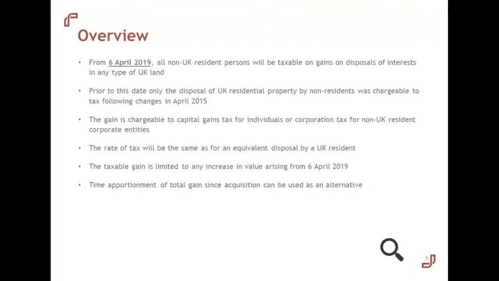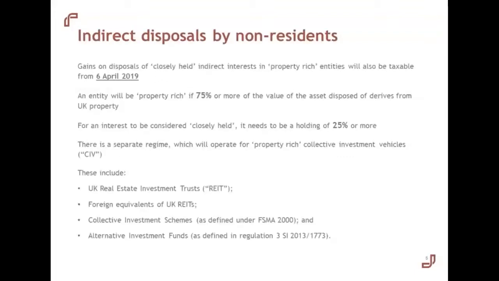An entity will be property-rich if 75% or more of its value derives from UK property. For an interest to be considered closely held, it will need to be holding 25% or more at the date of the disposal, and this is also important to notice, or within a 2-year period prior to the disposal.